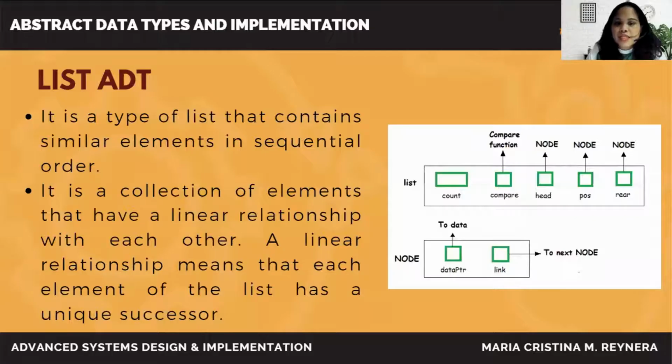So the first ADT that we're going to discuss is what you call list. It's a collection of elements with a linear relationship with each other. If we define a linear relationship, it means that except the first one, each element of the list has a unique successor. Also, the list has a property called the size, which is simply the number of the elements on the list.